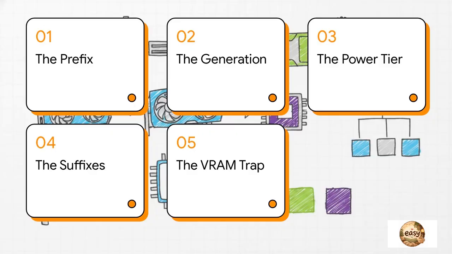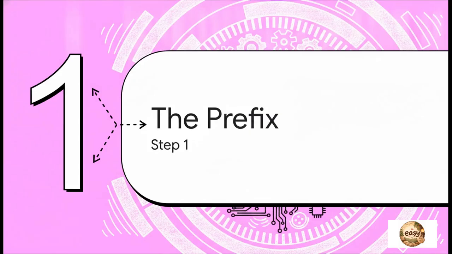So here's our roadmap for systematically breaking this whole thing down, reading it from left to right. We're going to cover 5 clear parts. First up, the prefix. Second, the generation. Third, the power tier. Fourth, the suffixes. And finally, number 5, the VRAM trap. Let's start our decoder ring at the very beginning of the name.